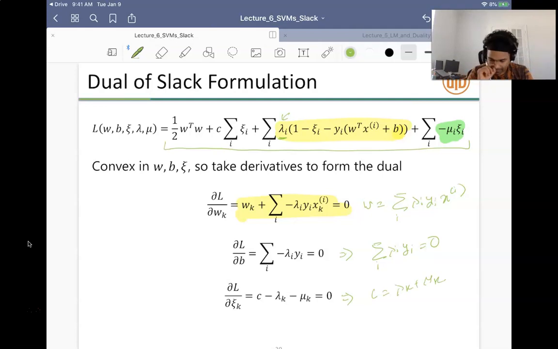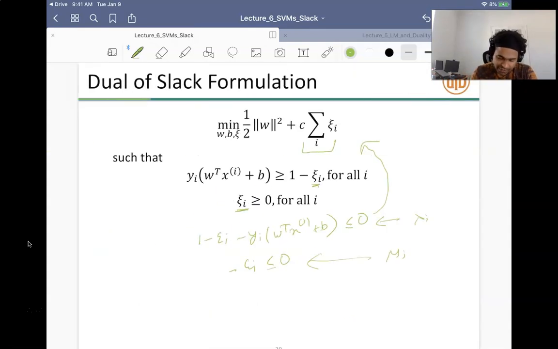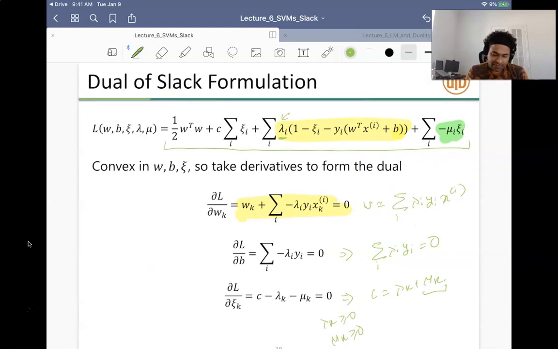Now note that both my lambda_k is greater than or equal to 0 and my mu_k is greater than or equal to 0. The reason for this is that both of these are inequality constraints. If you remember from the Lagrangians, once you have inequality constraints, you require the lambdas to be greater than or equal to 0. Because of this, because mu is greater than or equal to 0, you get that lambda_k is less than or equal to C.